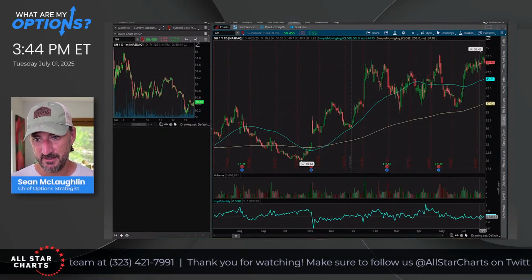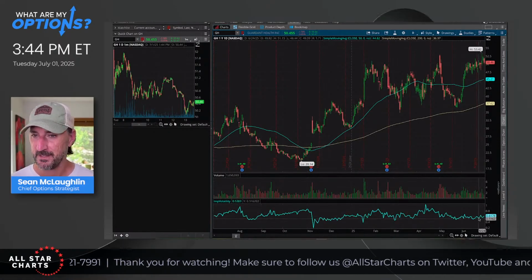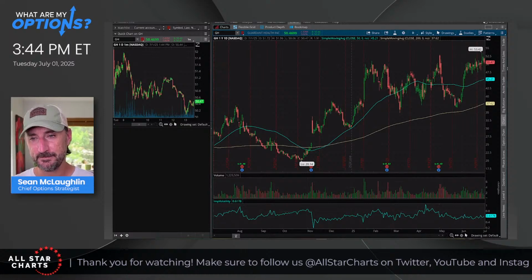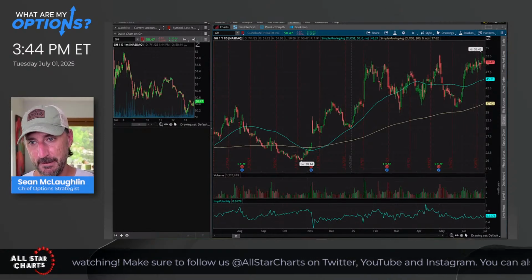I remember how I mentioned that volatility is not cheap. It's not super expensive, but it's not cheap. It's kind of middle of the road. You know what I think I like here more is I'm not super certain or super convinced that Guardant Health is going to rip higher.